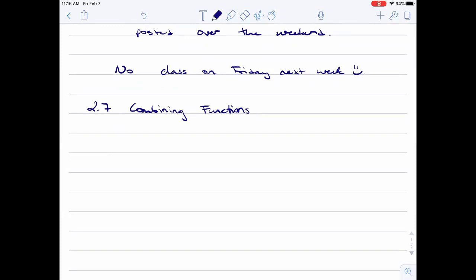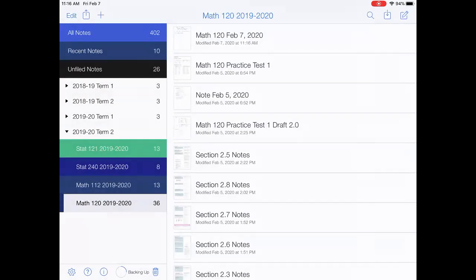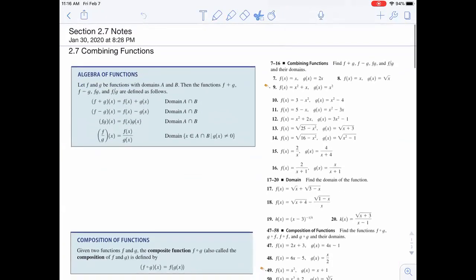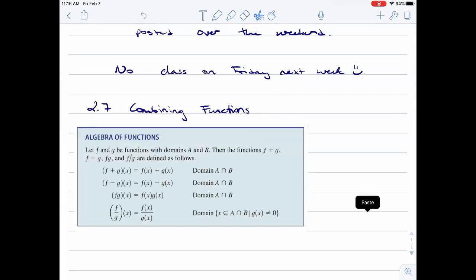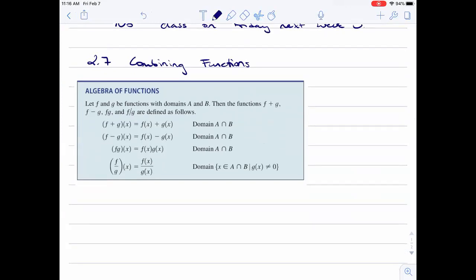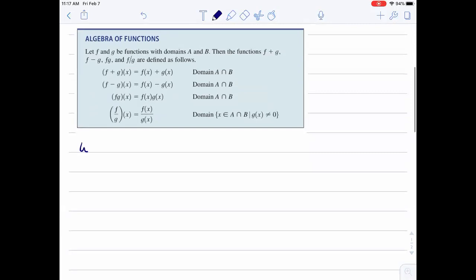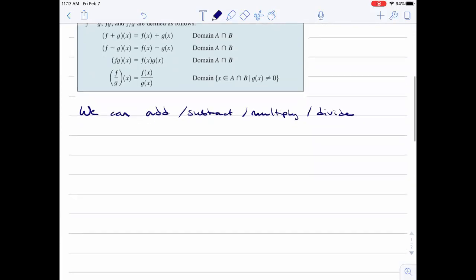So 2.7 and 2.8, that's all we've got left in chapter 2. 2.7 is on combining functions, and I'll just pull in that blurb right away here. So if we've got a function f and a function g, we can combine those functions and have a new function called f plus g or f minus g, or even f times g or f divided by g. And so we can add or subtract or multiply or divide functions to create new functions.